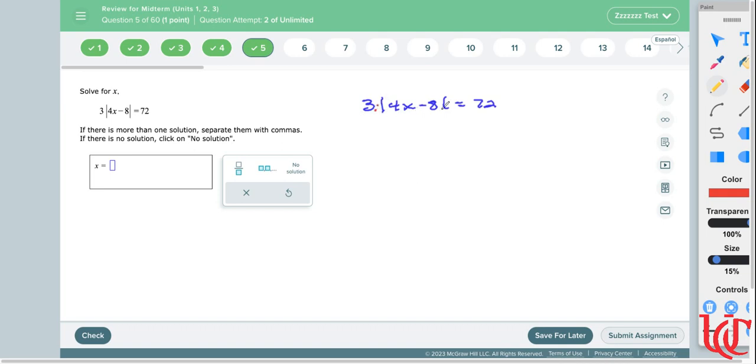We're going to divide this by 3 and this by 3. So the 3's cancel out. And you have absolute value of 4x minus 8 equals 24. Now, because it's an absolute value, that's the distance from 0, this is saying I need to be 24 spaces.